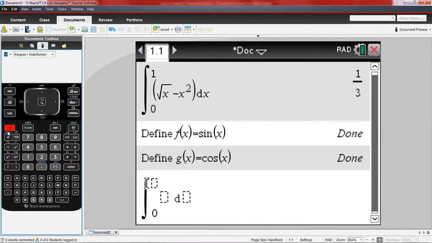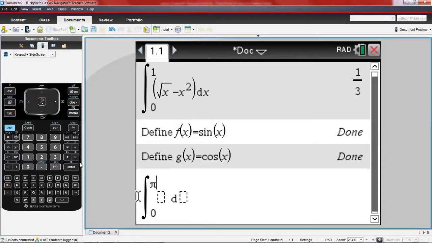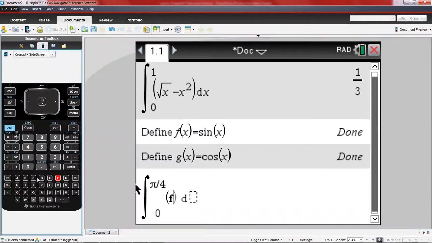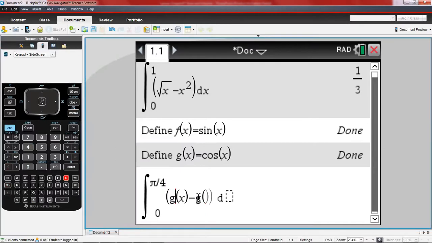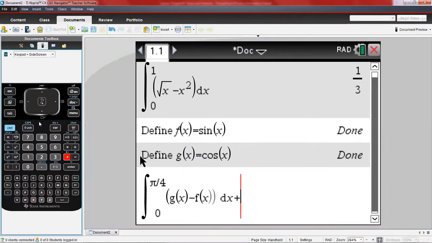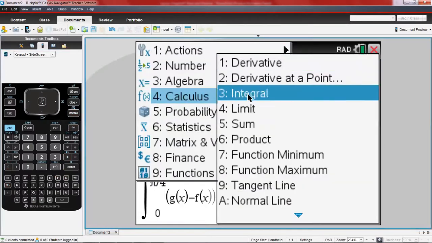is pi over 4, right? And here, parentheses, f parentheses x minus g parentheses x. No, cosine over sine is g over f. Yeah, minus f. Because the cosine is above the sine, so here I put the x, here the x, right? And then plus, again, the integral, menu, calculus, integral.